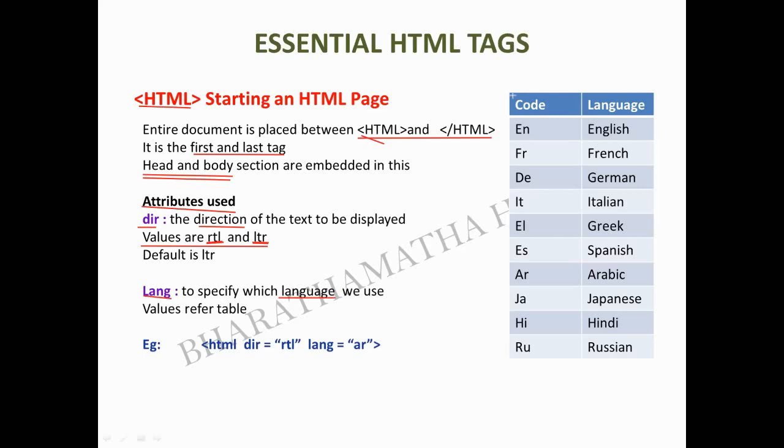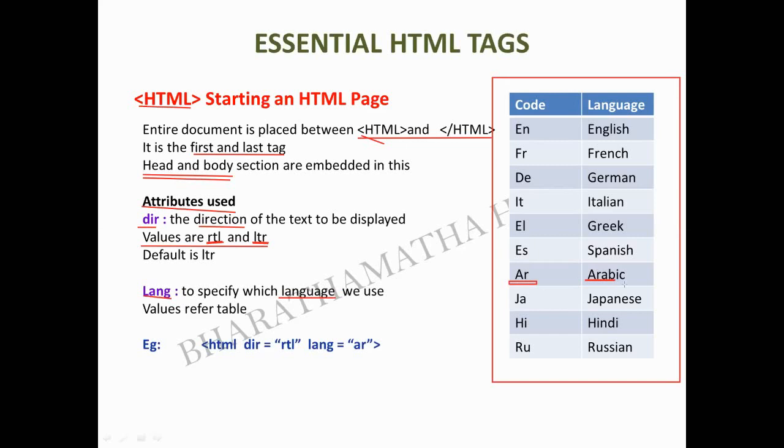Now please see this table. This is a table. Code EN means the language is English. FR, if it is French. GE, sorry, DE for German. IT, Italian. Now come to this. AR is Arabic.